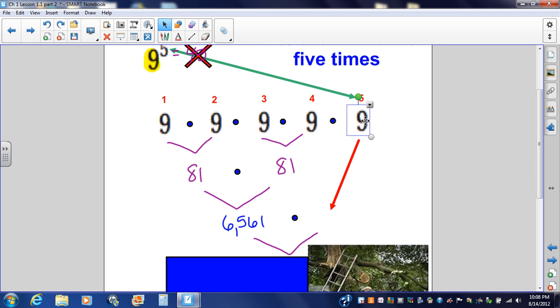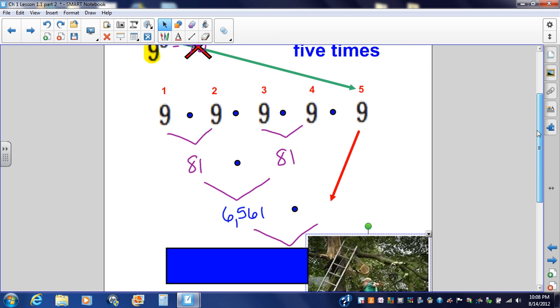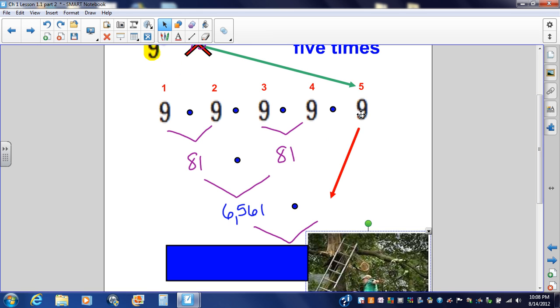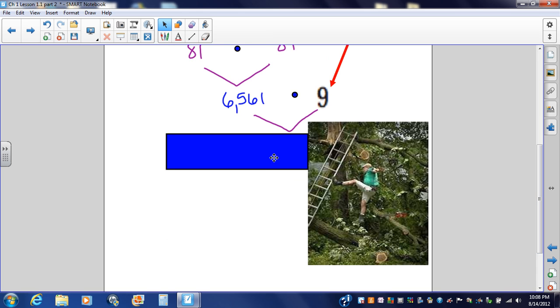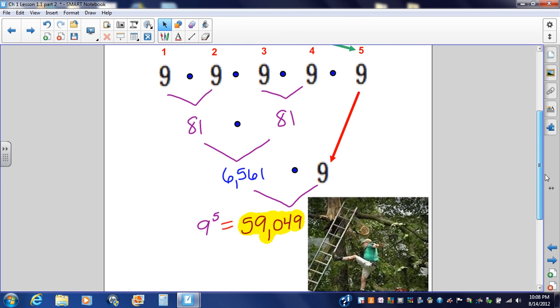6,561. Now this 9 is going to be like a person who falls out of a tree. So this 9 here, who is left on the end, is kind of like a person who falls out of a tree. So now I'm going to do 6,561 times 9. Remember, he fell out of the tree. He had a bad day. When I multiply those together, it gives me 59,049. So 9 to the 5th power is not 45. 9 to the 5th power is 59,049. Please make sure you have that example written in your notes.